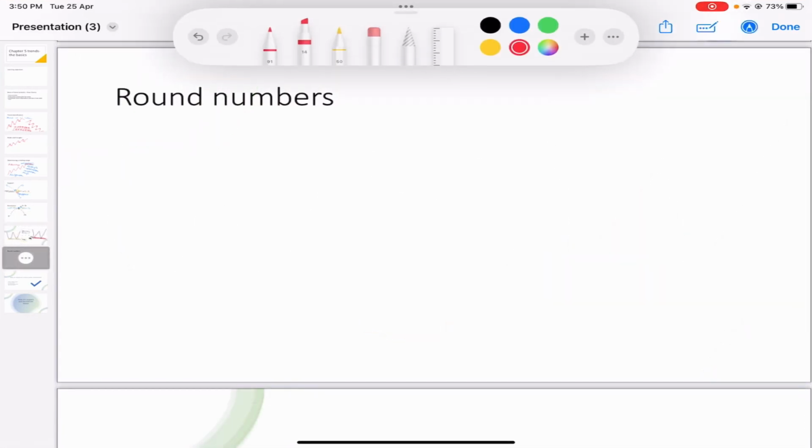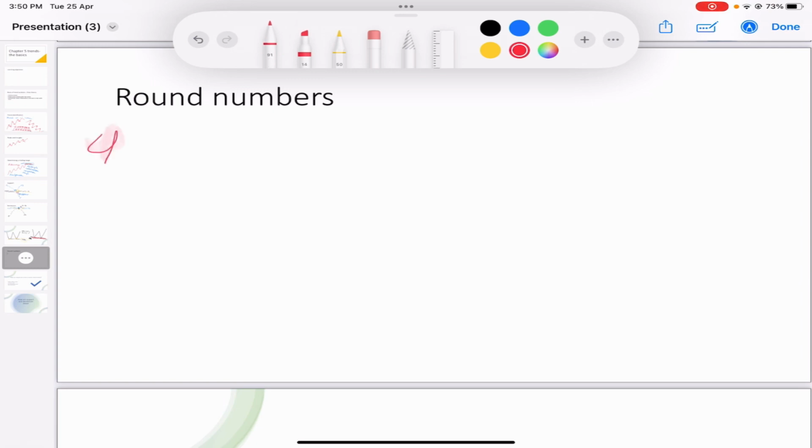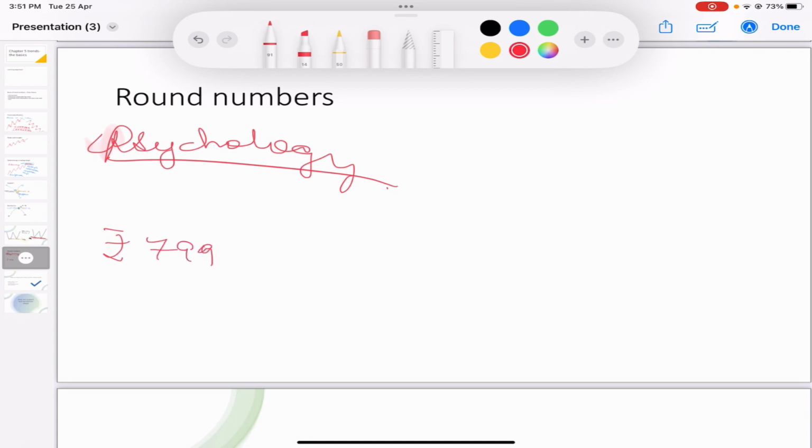Now we come to a new concept, which is round numbers. This is something related to the psychology of the people in the market. We are always thinking in round numbers. When we go to H&M or Zara, the price in India is going to be 799 rupees or 999 rupees, or it's never going to be $100. They're going to price it at $99.